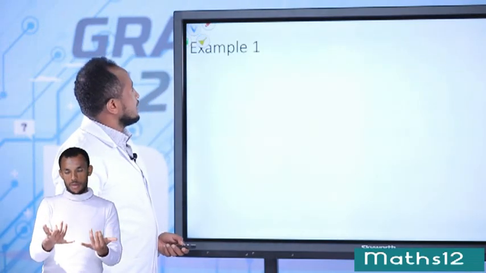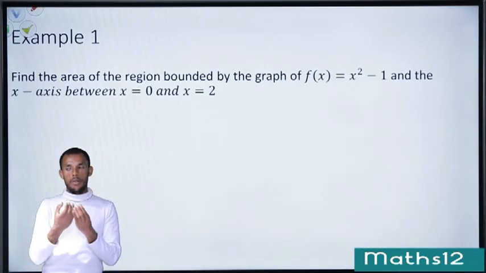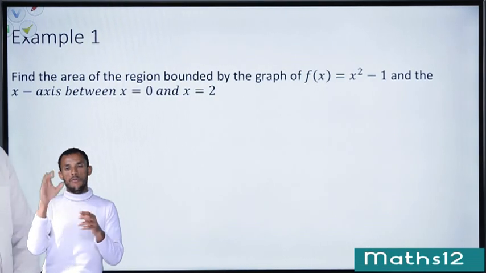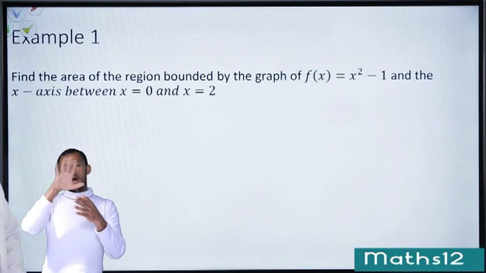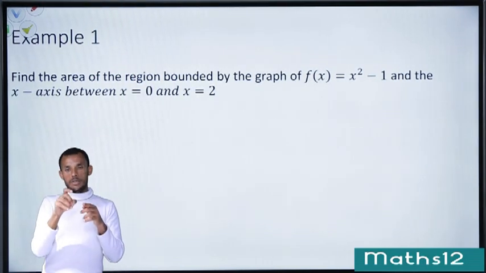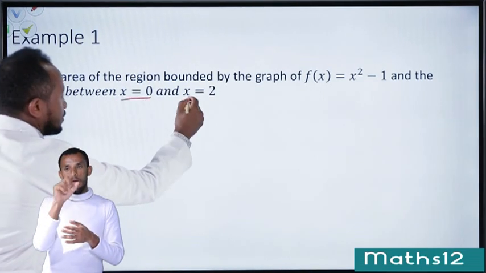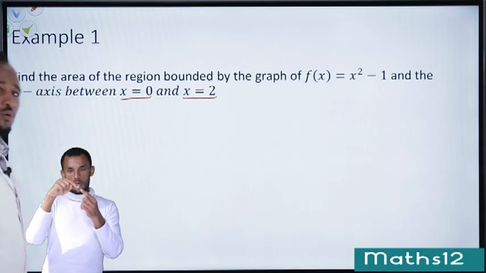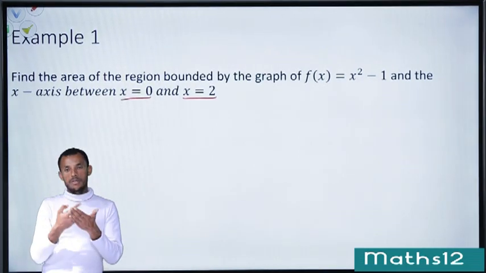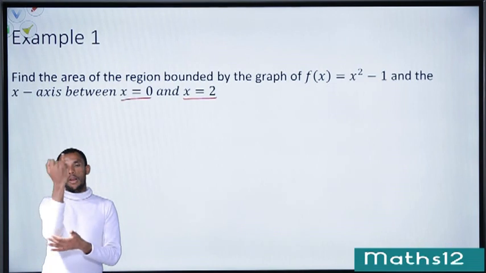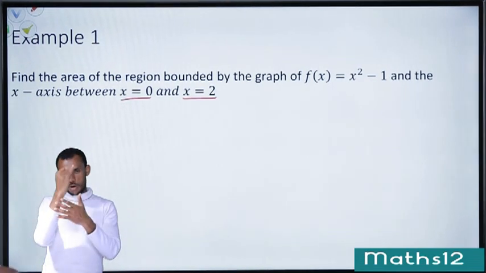Okay, so now let's see examples for this part. Look at the question: find the area of the region bounded by the graph of f of x is equal to x squared minus 1 and x-axis between the interval x is equal to 0 to x is equal to 2. To find that, first you have to draw the graph. So let's try to draw the graph of f of x is equal to x squared minus 1.